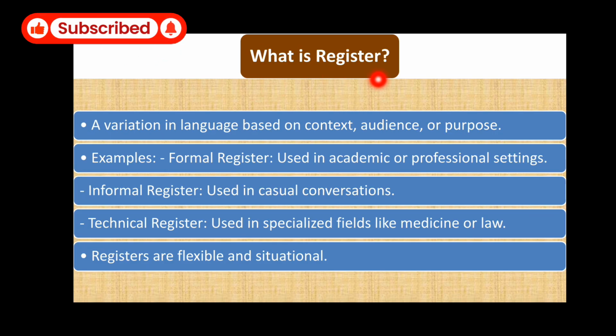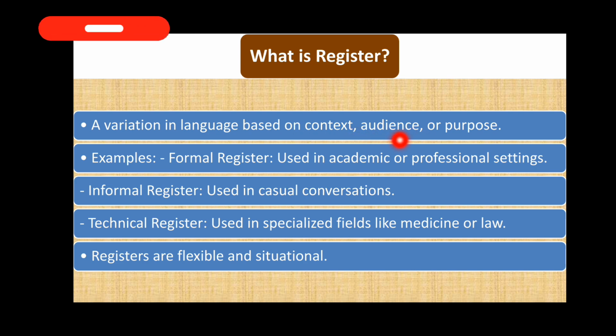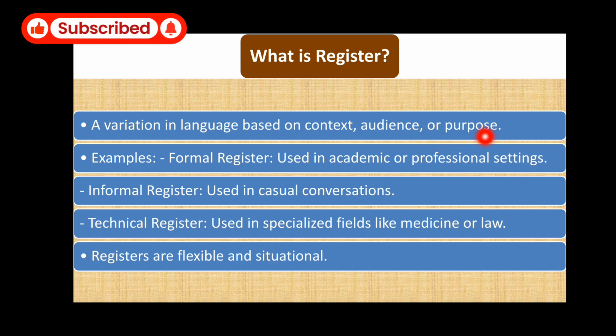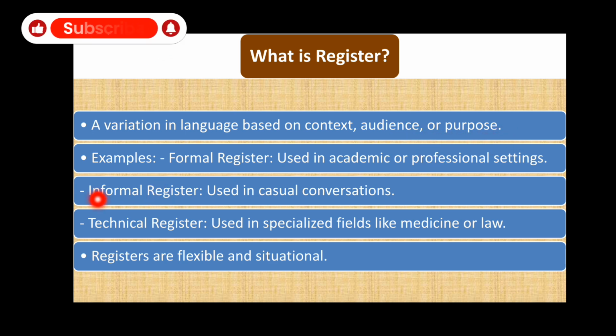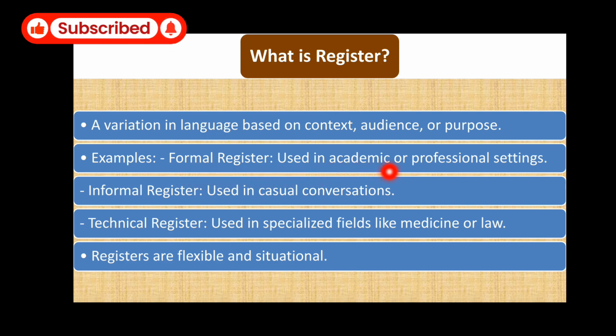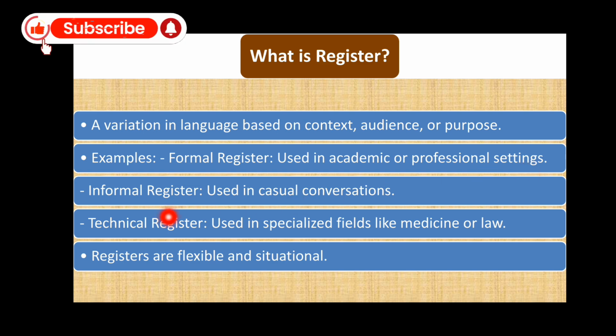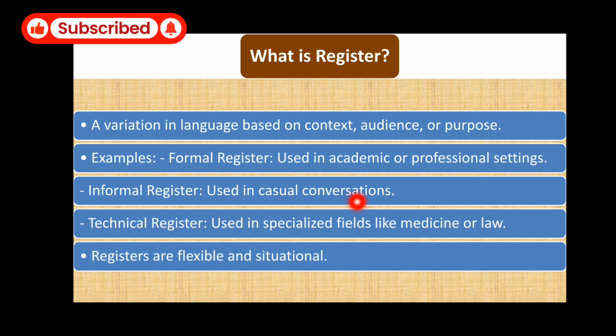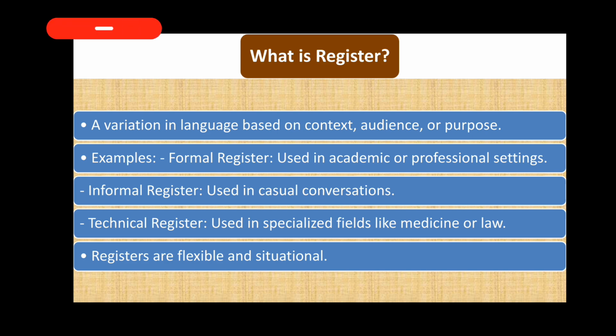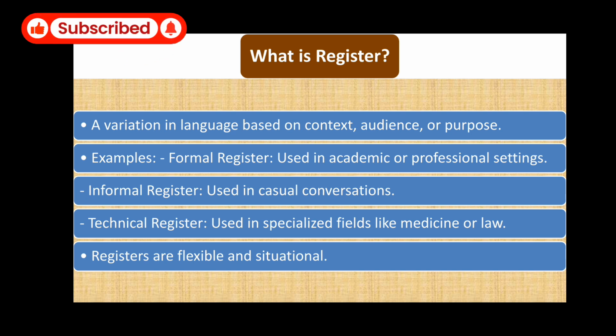Now, what is register? A variation in language based on context, audience, or purpose. So when you change the context, variation changes. When you change the audience, register changes. When you change the purpose, your register changes. Example, formal register is used in academic or professional settings. Informal register is used in casual conversation. It's not the case like low variety and high variety, where one is acquired at home as a first language, and one is acquired in school or a formal setting as a second language. But it is something that is situational, contextual, fine.